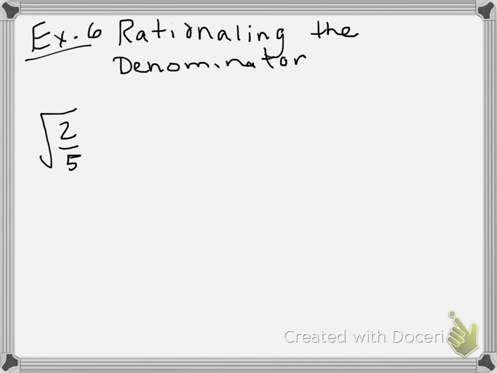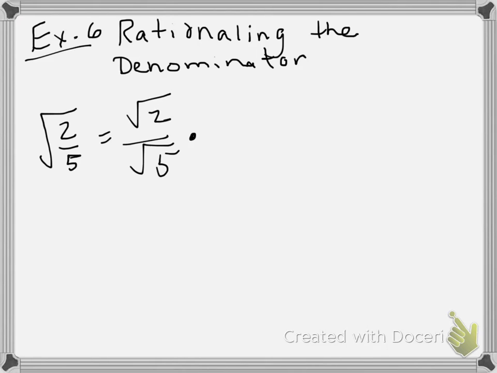Alright, example 6, we are rationalizing the denominator. Basically, in these examples, we don't like square roots in the denominator. I don't know, mathematicians just don't like them. So we're going to get rid of them here. So we look at the square root of 2 fifths. Let's rewrite this as the square root of 2 over the square root of 5. We're trying to get rid of that square root there. It's late. It's alright, kiddos.